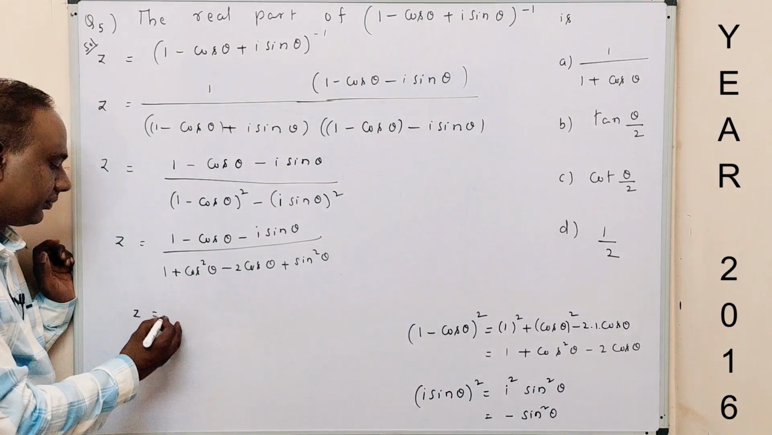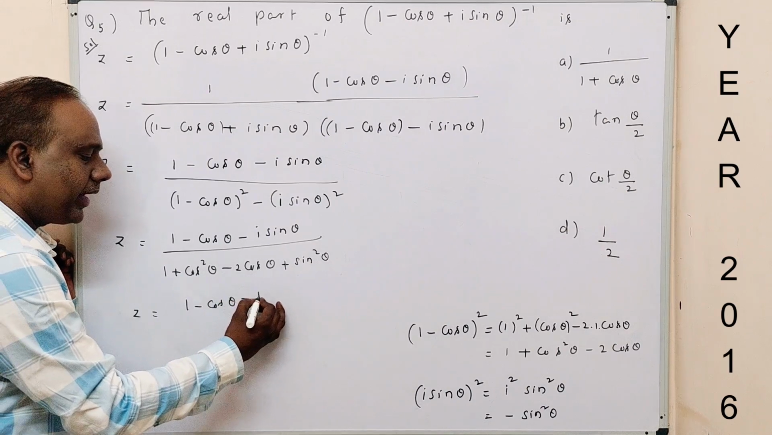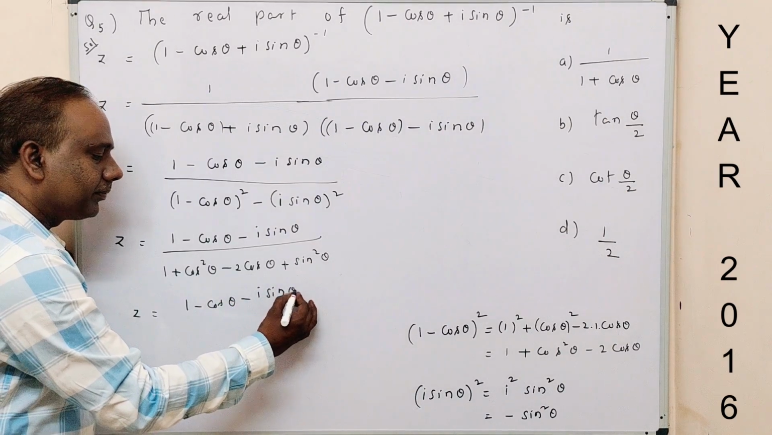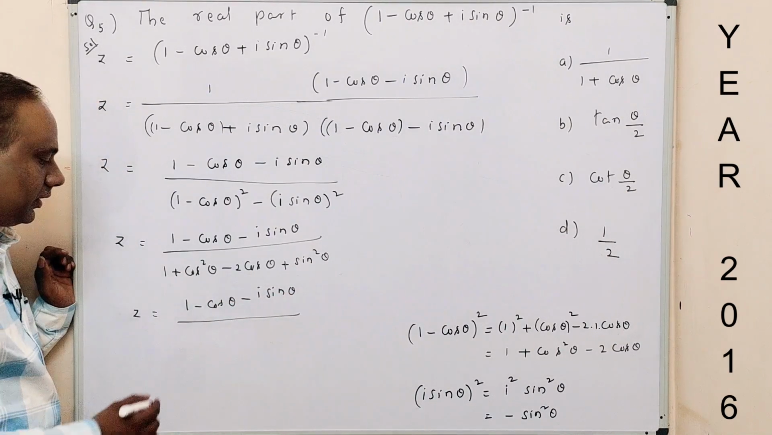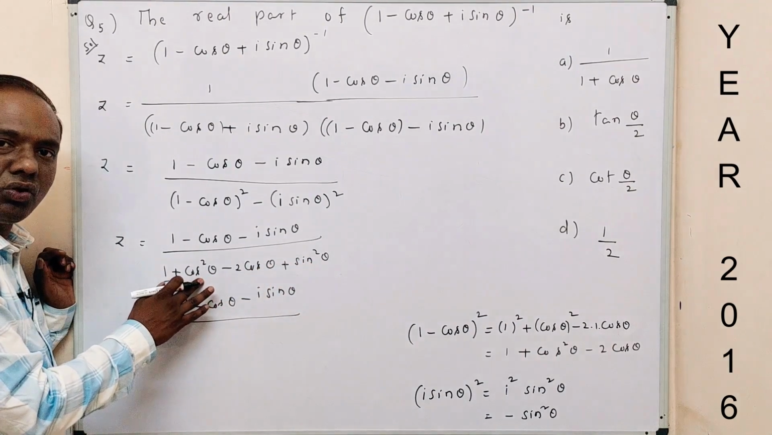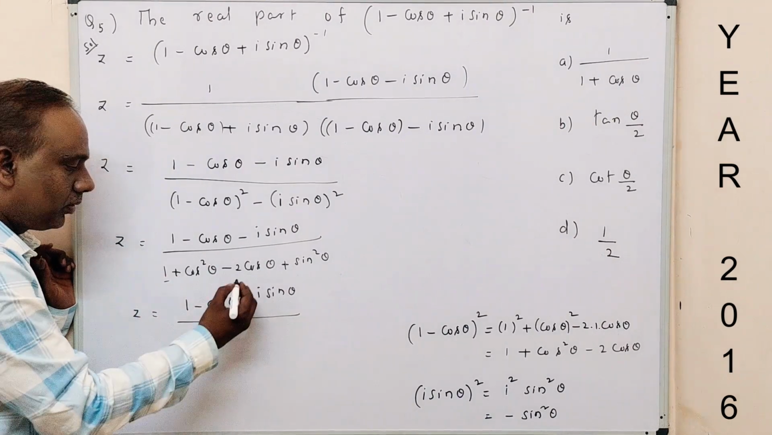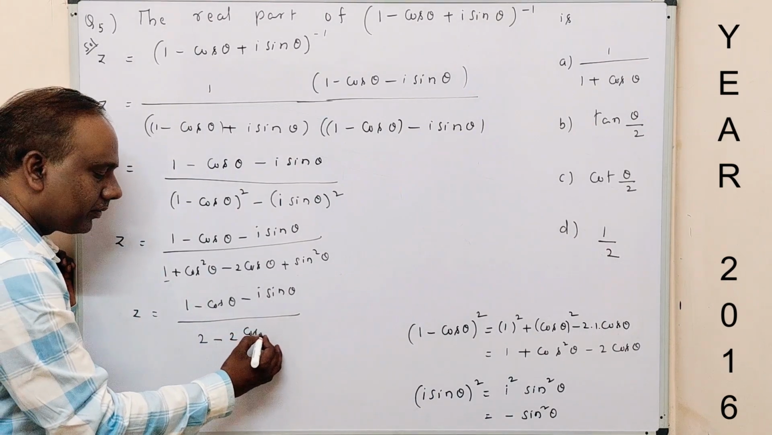Now z is equal to (1 minus cos theta minus I sin theta) by, it is 1, sin square theta plus cos square theta value is also 1. 1 plus 1 is 2 minus 2 cos theta.